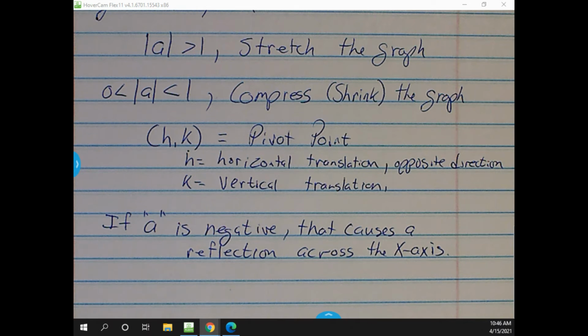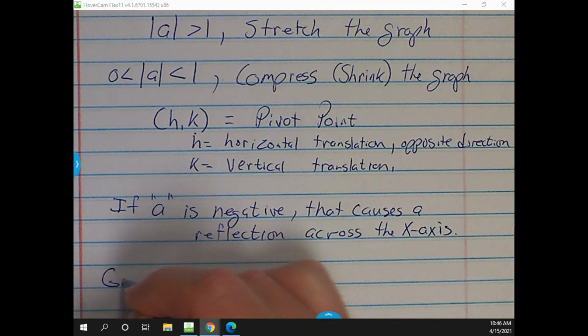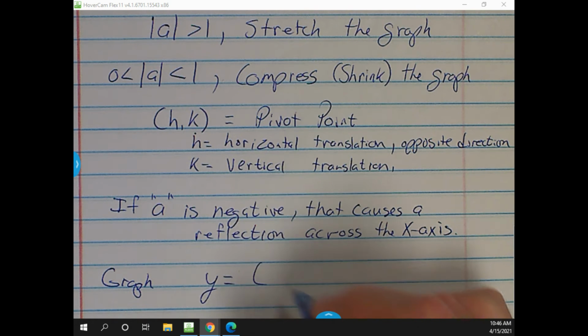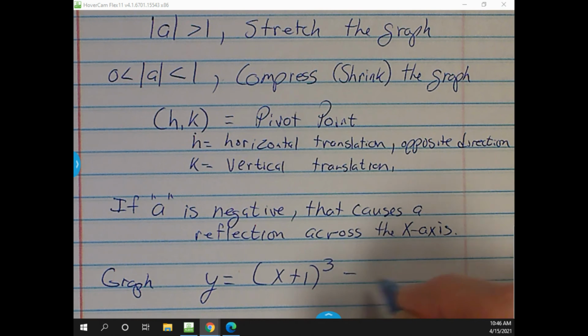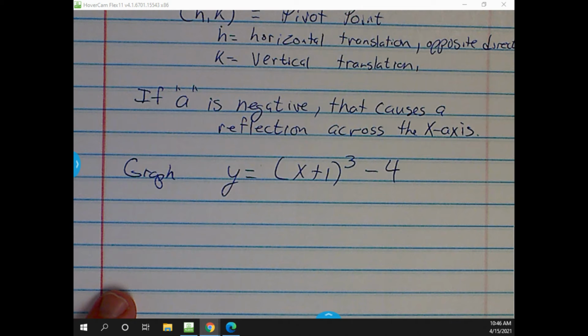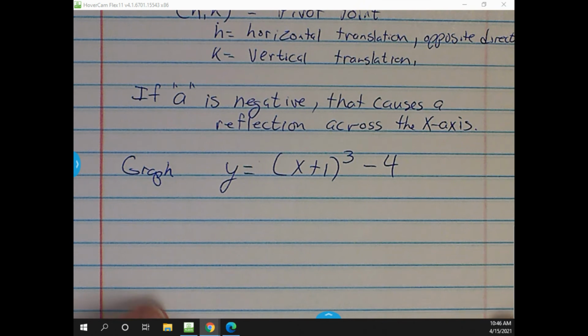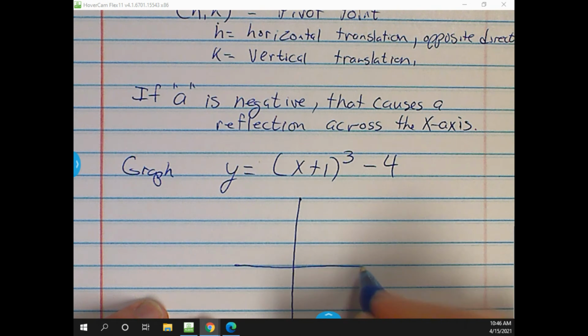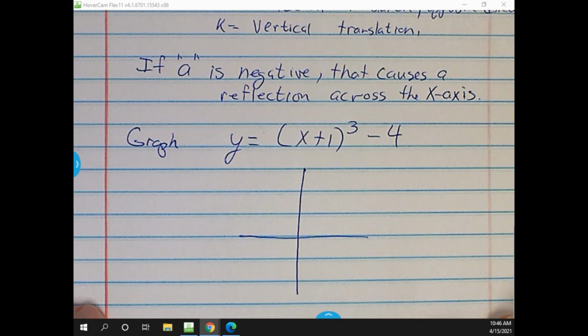All right, now what they're going to have you do on these, probably more than anything else, they may make you graph some of these, but some of these they may make you pull out some word problems. But we'll go ahead and do a little bit of both here. So let's say we've got a graph, y equals (x plus 1) cubed minus 4. And we might actually do 2 problems here. We'll see.